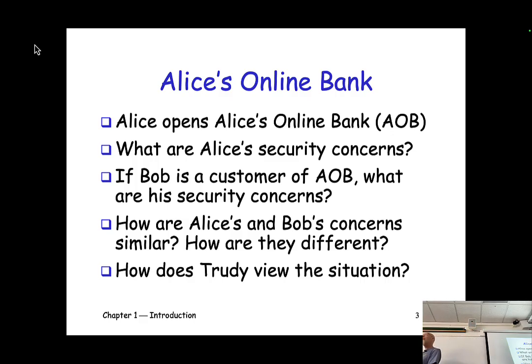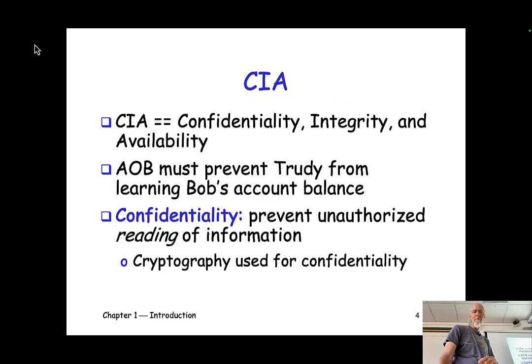Okay, so just to preview some of the important topics in the course, let's consider a scenario. Alice and Bob, remember, they're the good guys. Alice wants to open a bank, and it's going to be online. So we have Alice's Online Bank, AOB. What about the security concerns? What does Alice have to think about from a security perspective? Bob is a customer of the bank. What does he have to do security-wise? Trudy, she's the bad guy, trying to cause trouble for Alice and Bob. How does she view the security situation for this bank? Okay, so let's think about that.